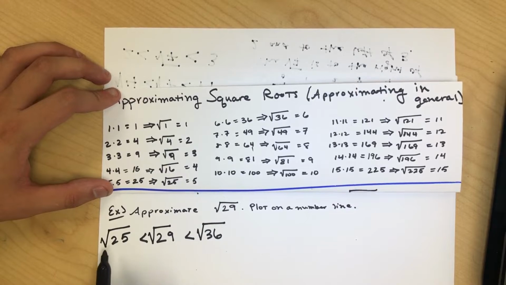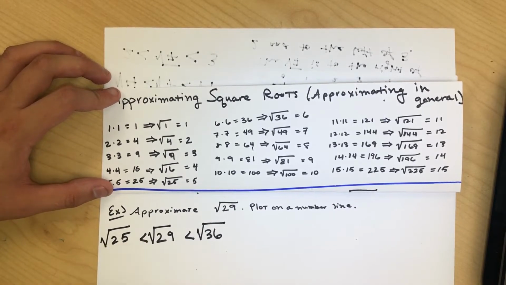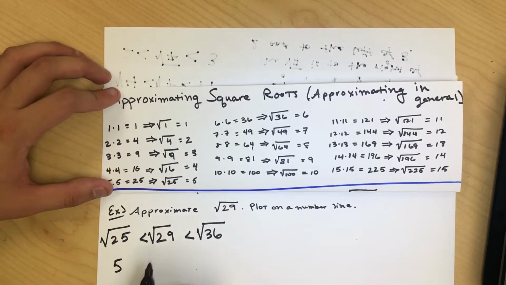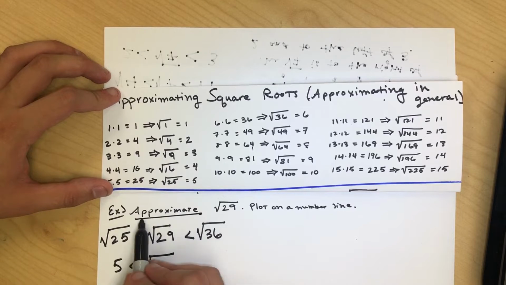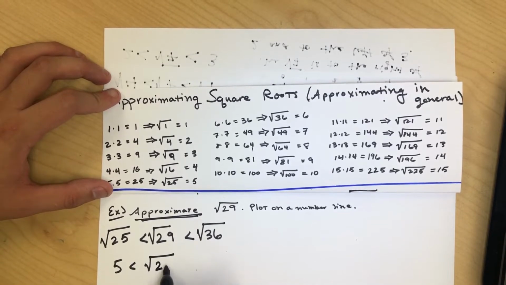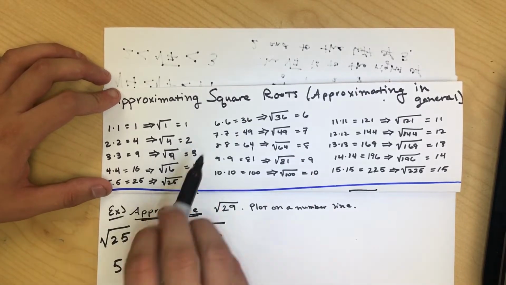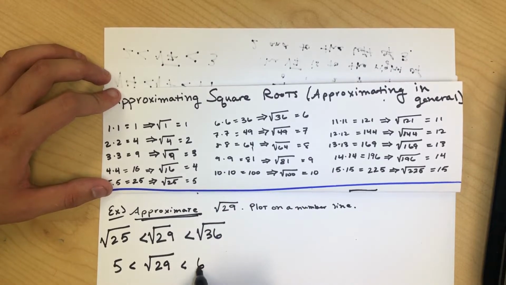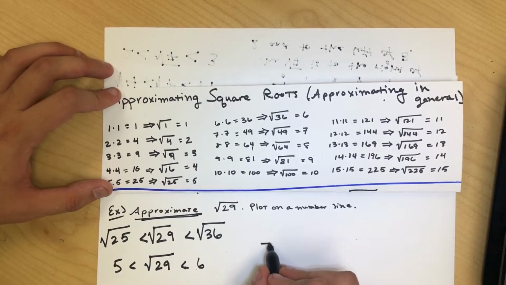The square root of 25 we know, right? That's why we're choosing these numbers, because we know the square root of 25 and we know the square root of 36. The square root of 25 is 5 because 5 times 5 is 25, less than the square root of 29, which we don't know. That's why we're approximating it, so we just leave it alone. Less than the square root of 36, which we do know, because 6 times 6 is 36, which means the square root of 36 is 6. Okay, so now we can do the same thing. We can go to a number line.